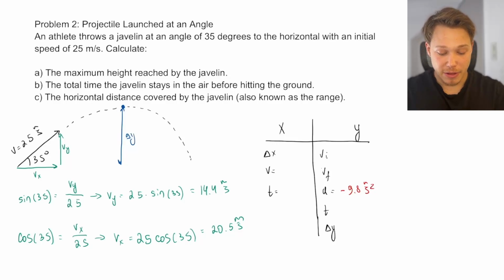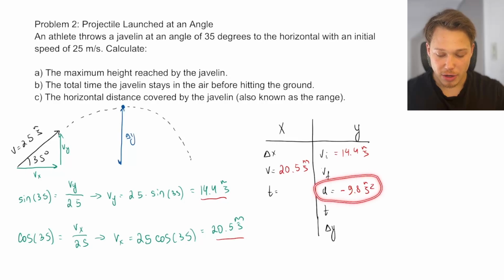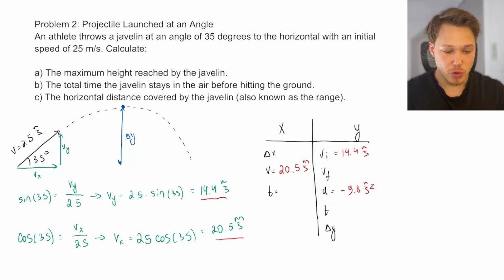In the y, acceleration always will be negative 9.8 meters per second squared. Now let's plug in the velocities that we just found. This is the initial velocity in y, 14.4. And this is the initial velocity in x, 20.5 meters per second. Okay, let's see, anything else that we know? So remember that we need to always have 3 variables in order to solve for the fourth one. In this case, we're given only 2 variables. So there must be some kind of keyword that we can use in order to get the third variable.